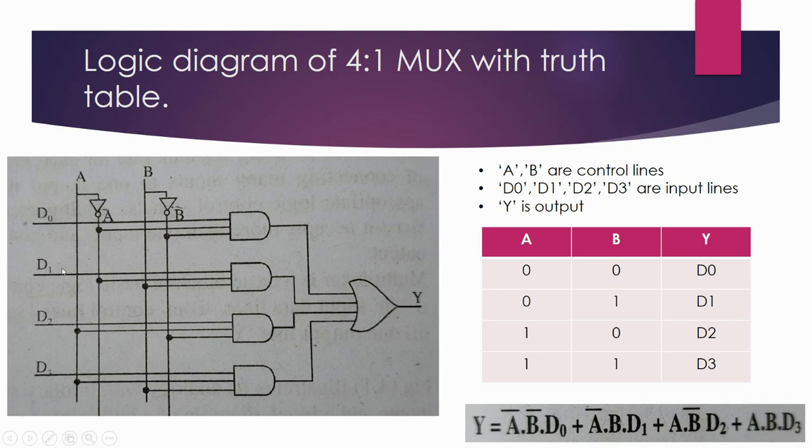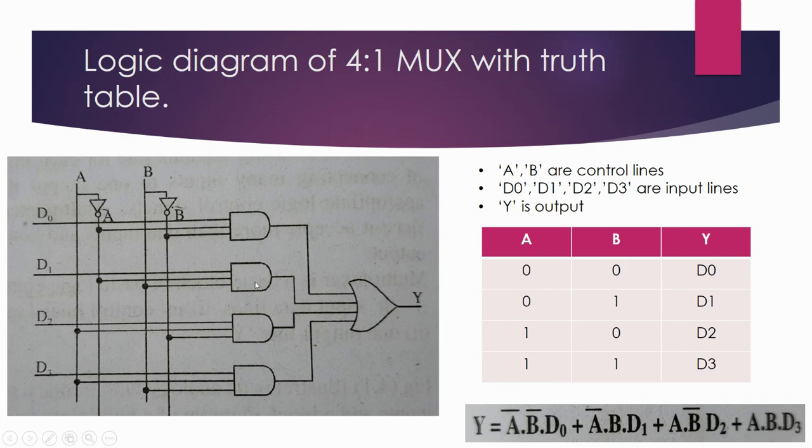Now let's understand the logic diagram of the 4 is to 1 multiplexer. Here is the logic diagram of a 4 is to 1 multiplexer, and the truth table is also available. Let's understand these terms. Capital A and B are the select lines. I have written that A and B are control lines as well as select lines; both are the same. D0, D1, D2, D3 are the input lines, and Y is the output. Here is the truth table, and based on it I will explain this logic diagram.